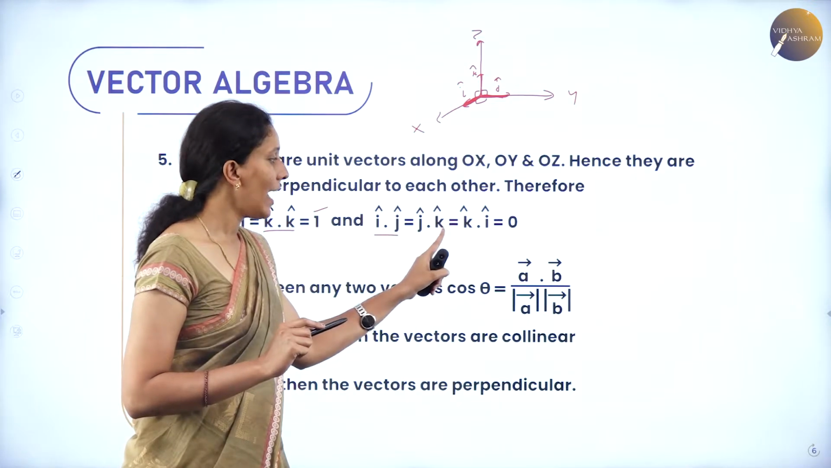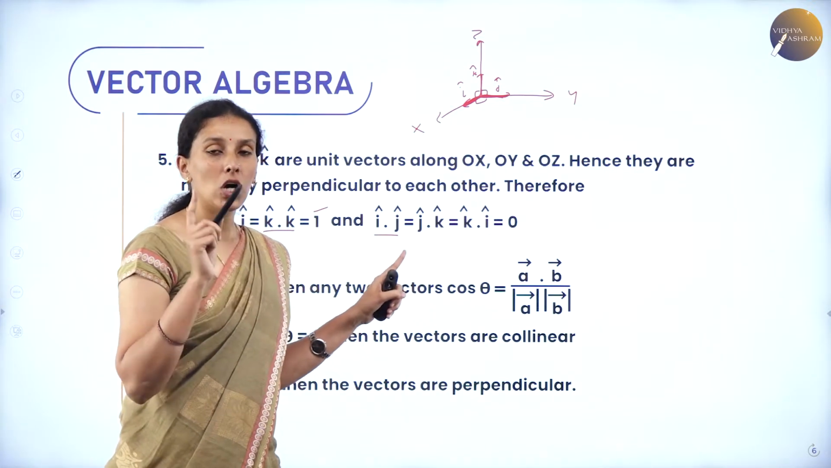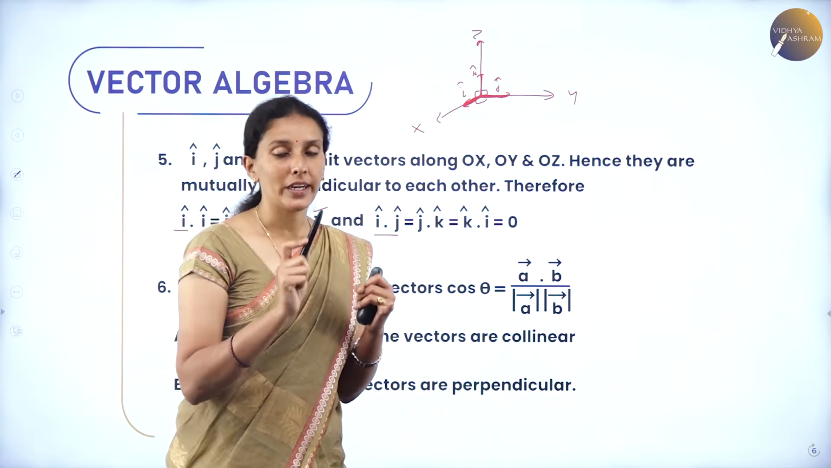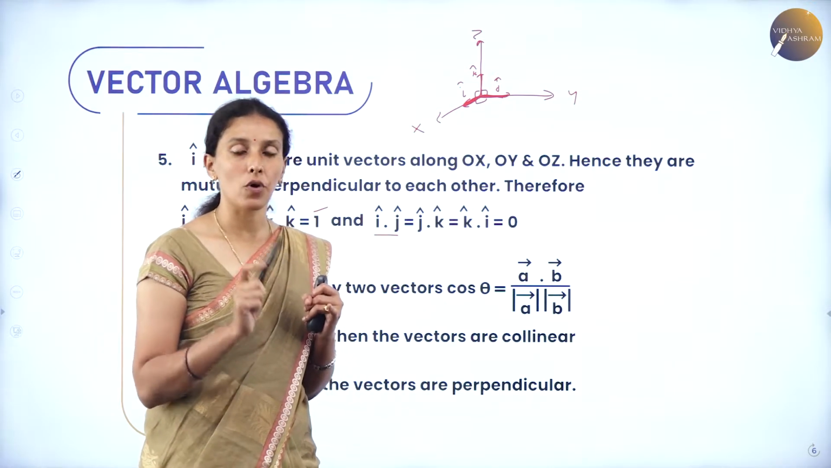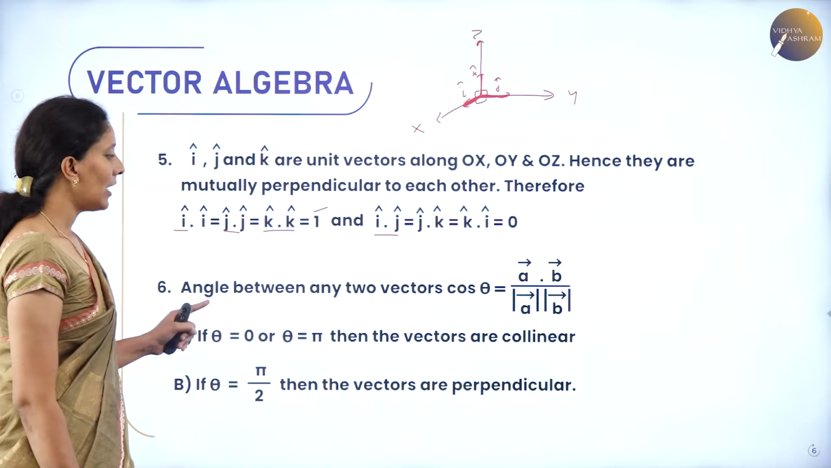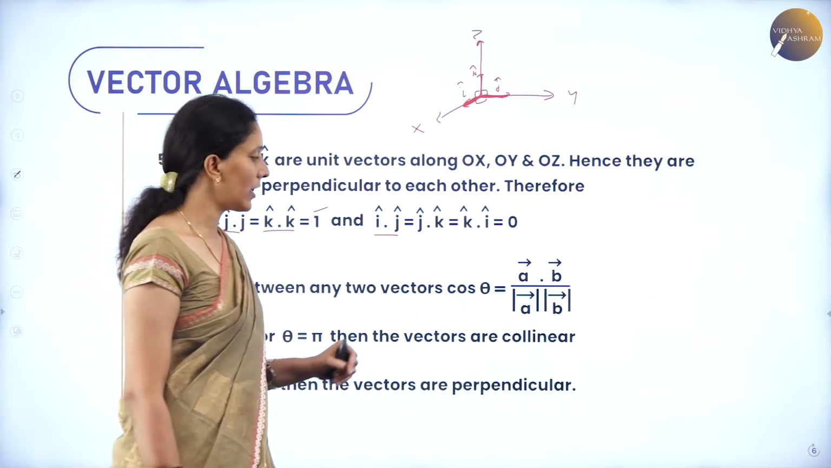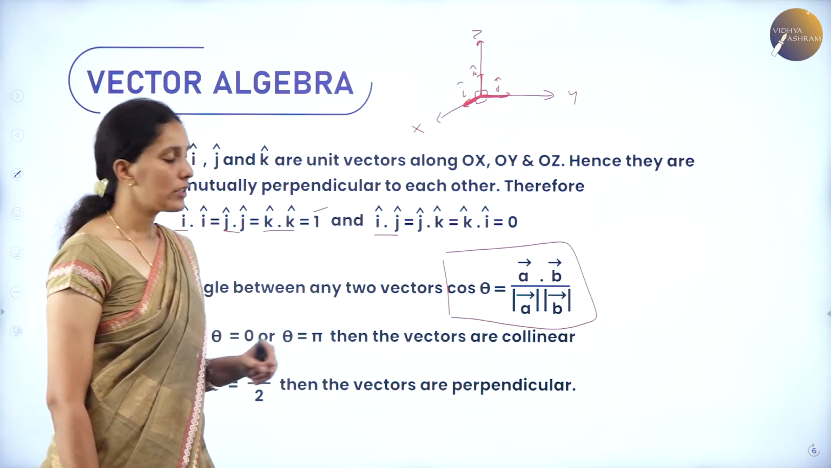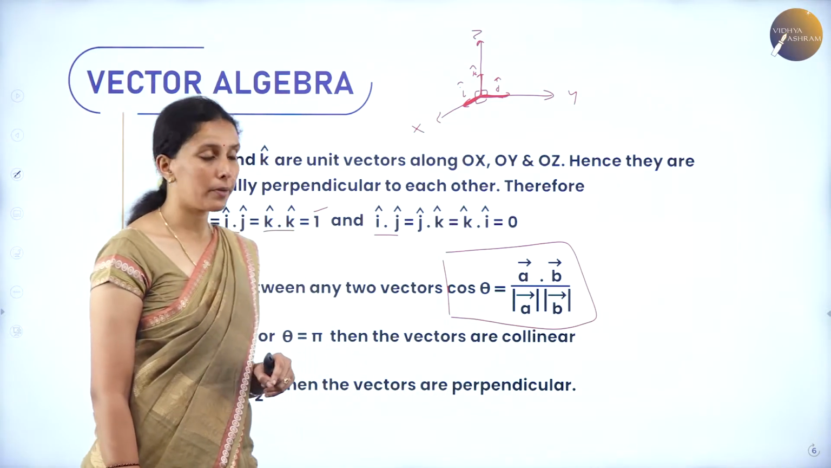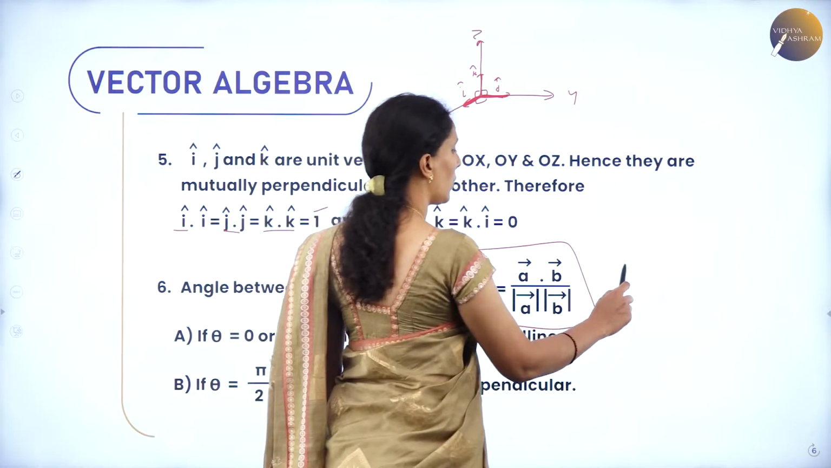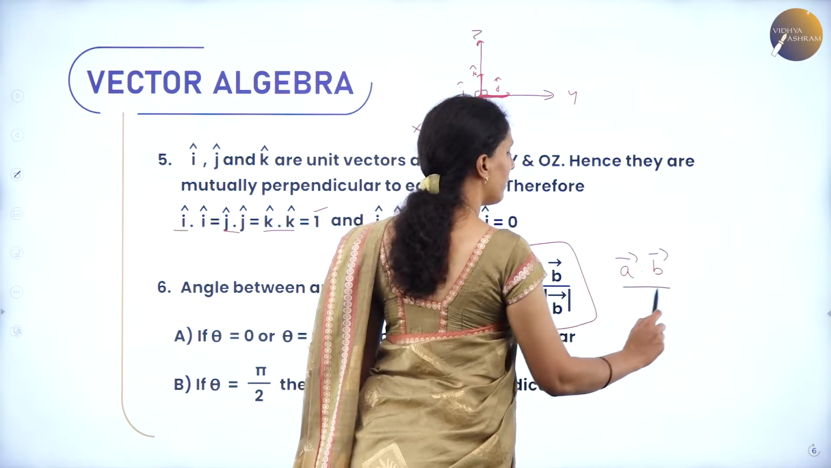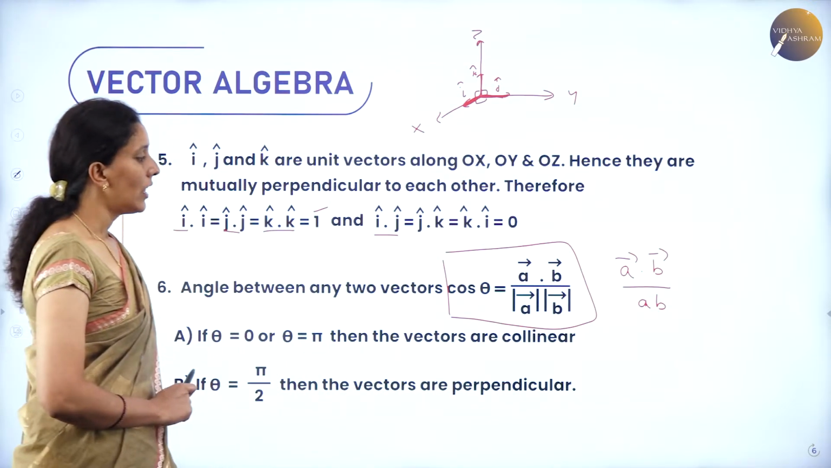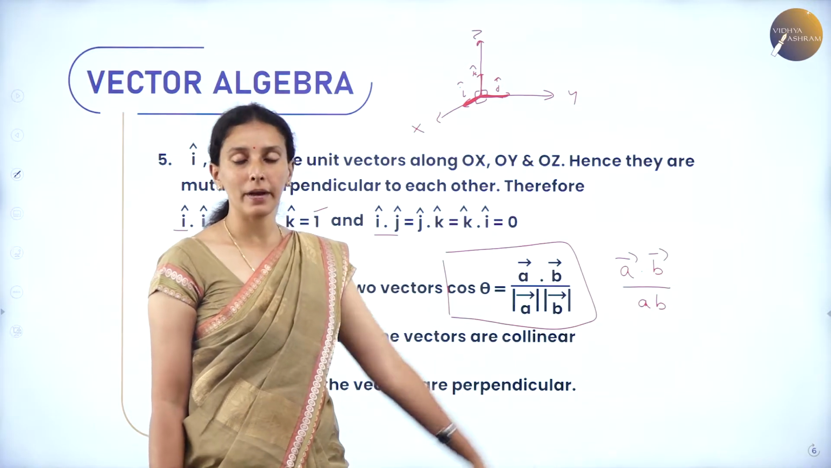Similarly, j dot k as well as k dot i are 0 because they are mutually perpendicular. So thus, what we can say, if two vectors are perpendicular, their dot product is always 0. Next, the angle between any two vectors can be written as cos theta is equal to a dot b divided by modulus of vector a and modulus of vector b, or we can also write it as vector a dot vector b divided by a into b, where a and b represent the magnitudes of vectors a and b. Thus cos theta can be written as a dot b by ab.